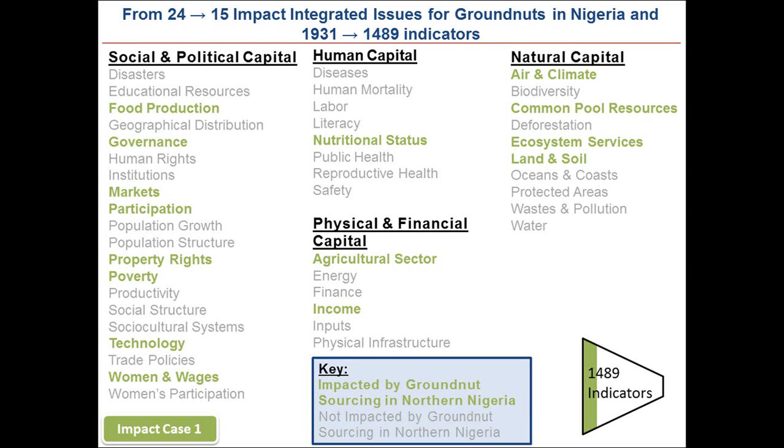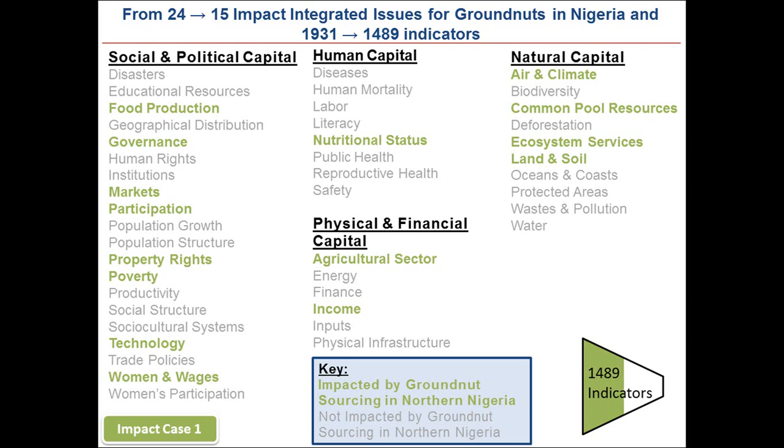Note that these 15 issues still cut across all the different groups of natural, social, political, human, physical, and financial. So with these 15 issues identified, you can see that it has cut down our possible indicator set by 25%, or down to about 1,500 indicators. But this is still too many to be manageable. So how do we get to a manageable set from here?